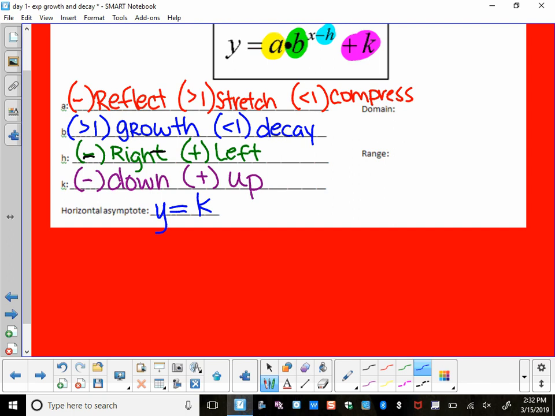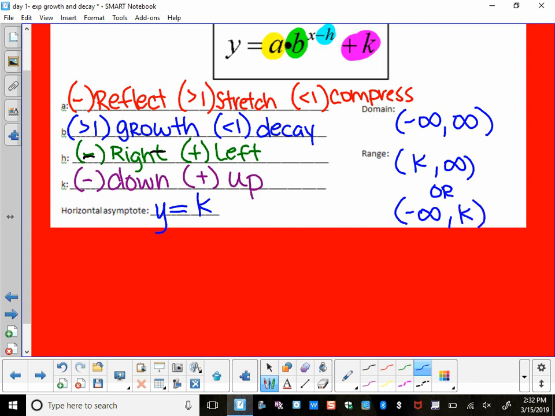All right, your domain will always be negative infinity to positive infinity because we have arrows and we're going from left to right forever and ever. And for your range, we always start at the bottom and we go up. My range is going to be k to infinity or negative infinity to k. Mind you, your k is basically your horizontal asymptote. Okay?